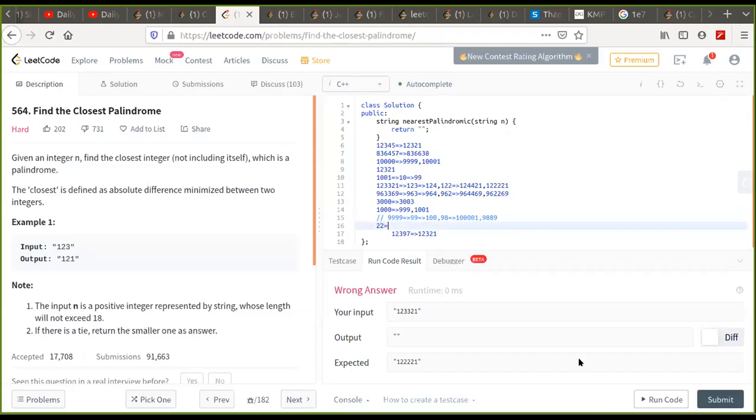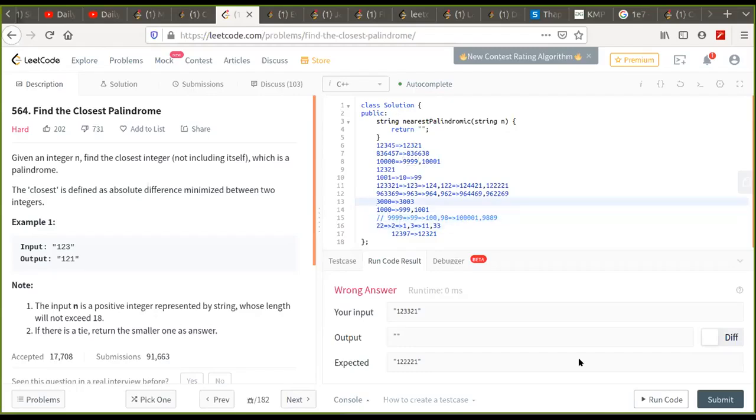In this case, we could take half minus 1, decreasing, and then it will work. Only the 1,000 case is something we need to take care of separately. Something like 9,999, whenever it's a multiple of 10.